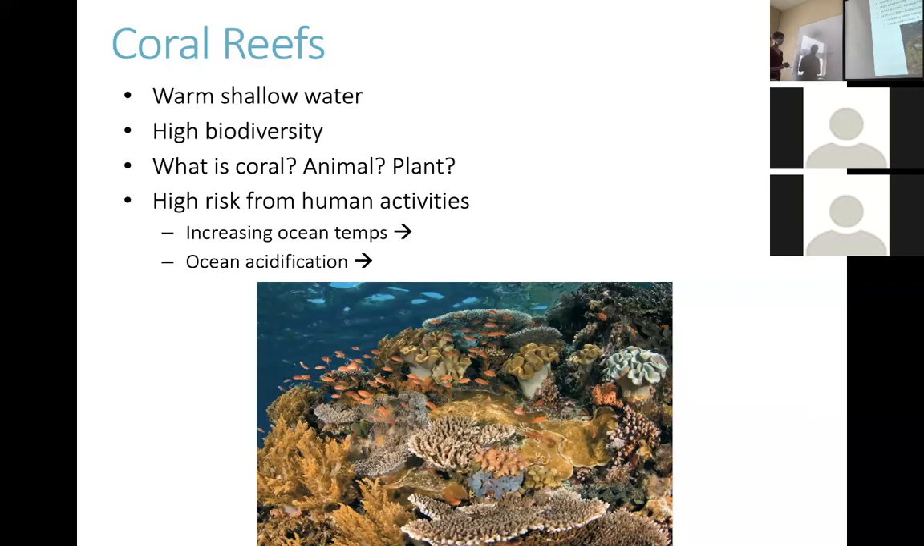And that breaks down CaCO3. So anything that has a lot of calcium carbonate in its shell, like mussels, oysters, lobsters, is negatively affected. Because coral also have this calcium carbonate skeleton, they're negatively affected as well. So ocean acidification due to increased carbon dioxide is also killing off the coral reefs. It's kind of a double whammy for what we're doing regarding climate change. It's increasing the ocean temps and increasing the acidity of the oceans.